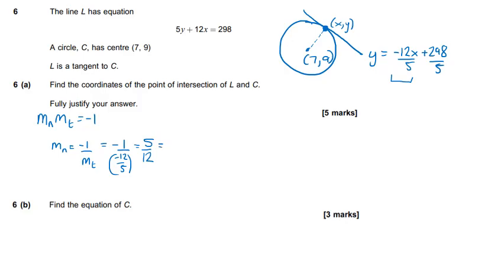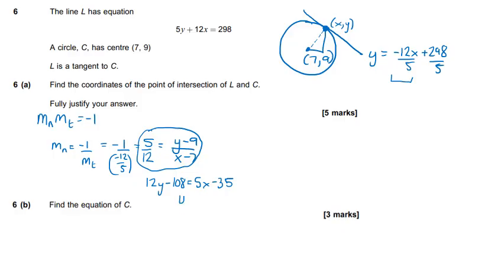But we also know that the gradient of the normal line is just delta y over delta x. So we're looking at the point of intersection and the center of the circle. Delta y is going to be y minus 9, and delta x is going to be x minus 7. So if we rearrange that part, so cross multiply, we get 12y minus 108 is equal to 5x minus 35.